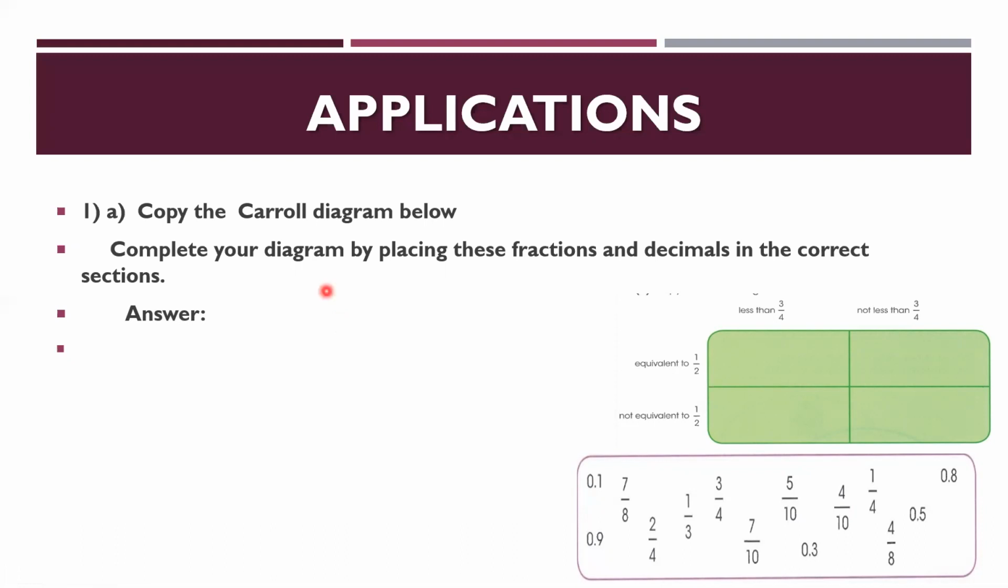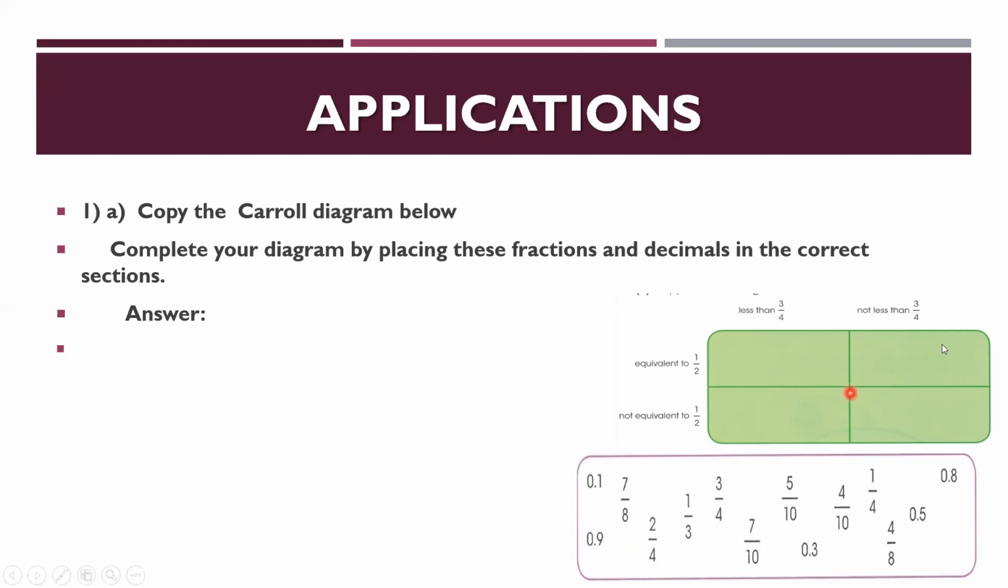Okay, here you can see the column is less than 3 by 4. Here it is not less than 3 by 4. Here it is equivalent to 1 by 2. Here it is not equivalent to 1 by 2. So you have to pick decimals and fractions from this box over here, which satisfy the condition less than 3 by 4 as well as equivalent to 1 by 2. Equivalent to 1 by 2 means equivalent to 1/2.